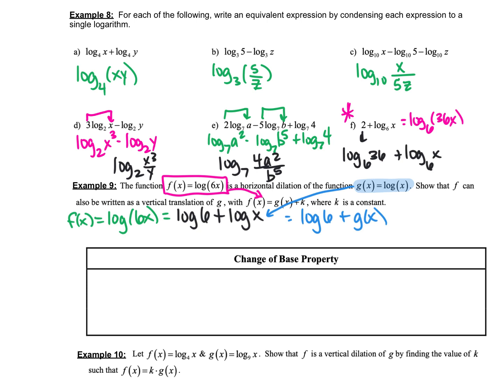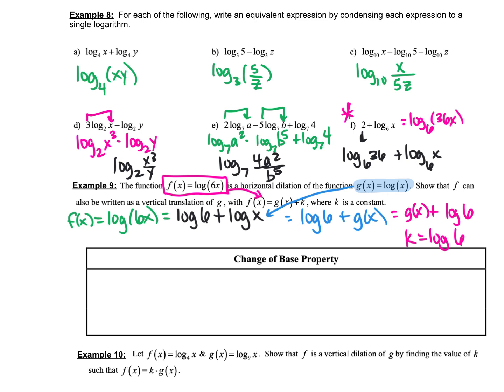So what's my constant k? K is log 6. All right. If you think about that, that's taking that graph g of x, and I'm adding something to the end. So what's it doing to it? If I take a function and I add something to the end. Okay, what happens if I take x squared plus 4? What am I doing to that quadratic? Yeah, it's a vertical translation. I'm moving it up 4.